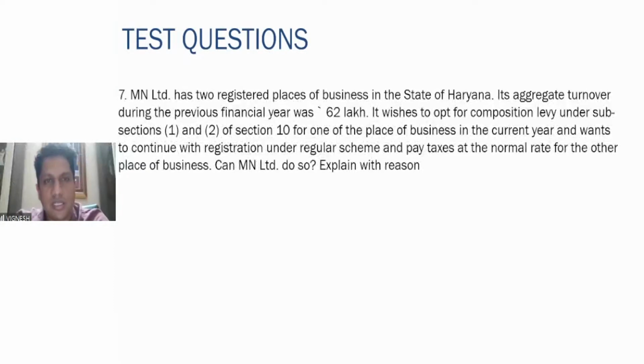We have already seen in the section that if you have opted for the composition scheme for one registration, then for the other registrations related to the same PAN number also, you have to go for the composition scheme. So if you want, you go for the composition scheme for both the businesses. Otherwise, go for the regular scheme. But you cannot go for one composition and one regular.